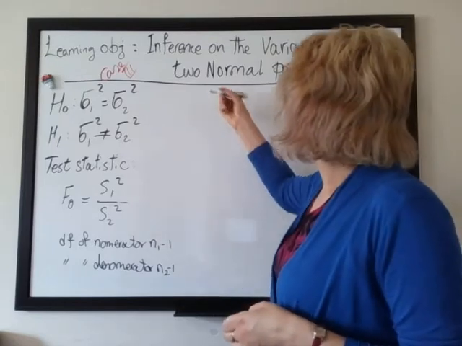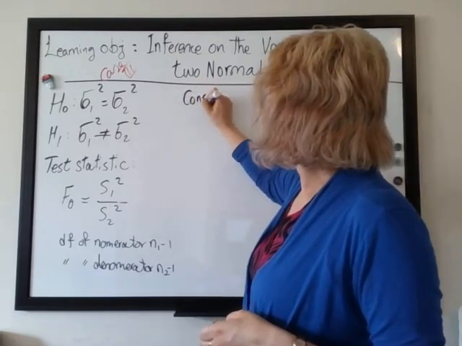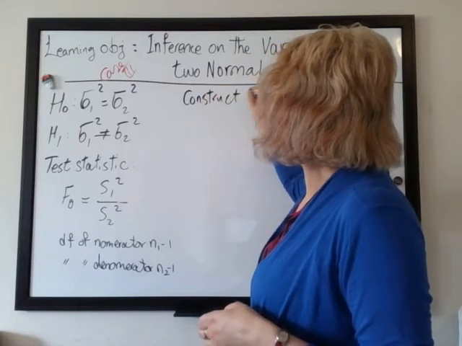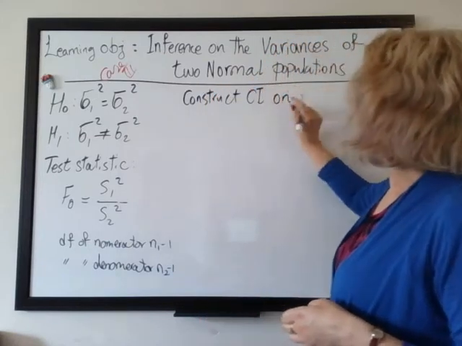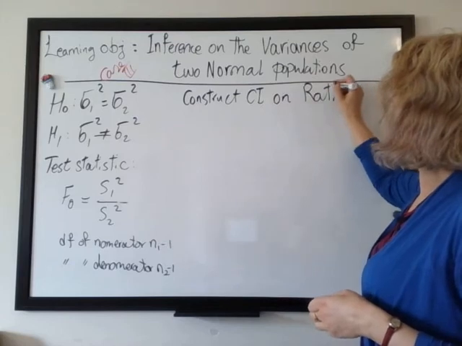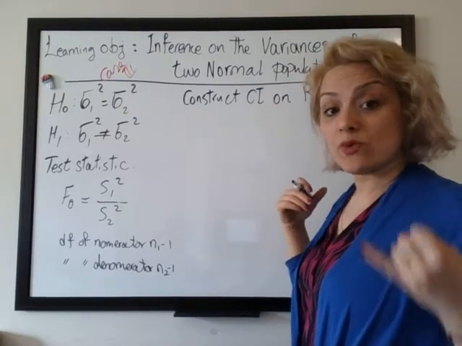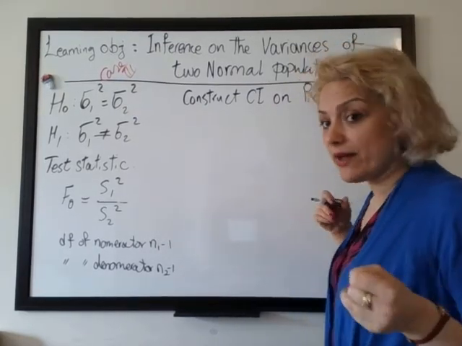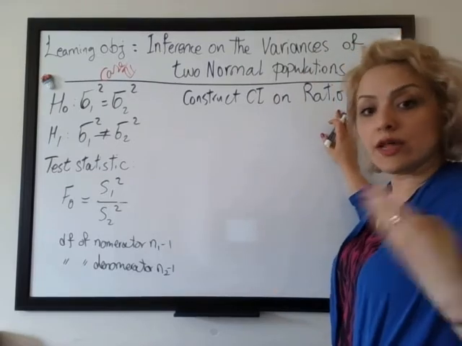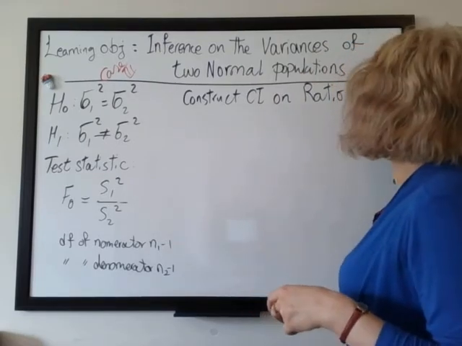So now we want to construct a confidence interval. I would write down here on ratio. Over there, in case 1 and 2, we said the difference between them, right? So here I would say the ratio of two variances.